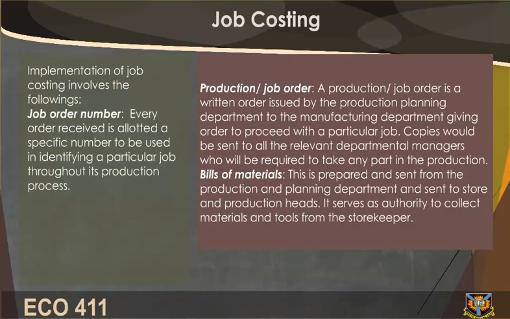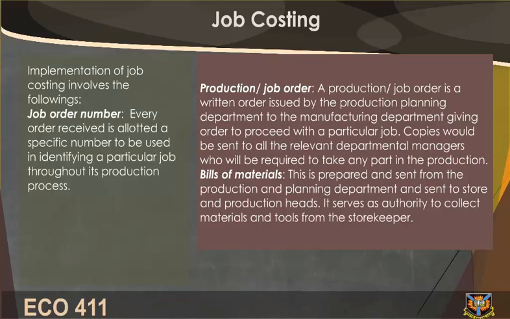Implementation of job costing involves the following. Job order number. Every order received is allotted a specific number to be used in identifying a particular job throughout its production process. Production or job order. A production or job order is a written order issued by the production planning department to the manufacturing department giving order to proceed with a particular job.